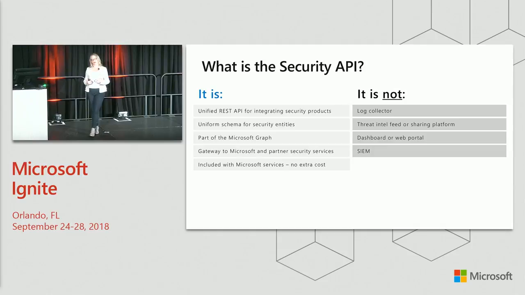And it's included with your Microsoft services at no additional cost. So the idea is that the Microsoft Graph provides easier access to data and insights from security technologies that you've already licensed and deployed. So we don't charge an additional fee on top of the licensing fee. Of course, the more integrated technologies that you license and deploy, the richer the data that you get back from the graph.